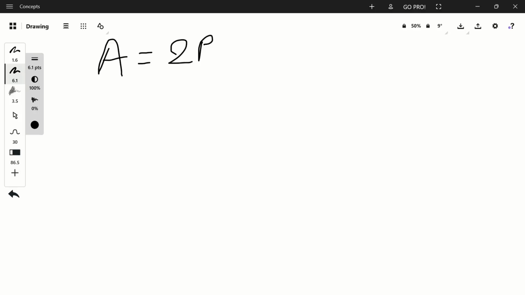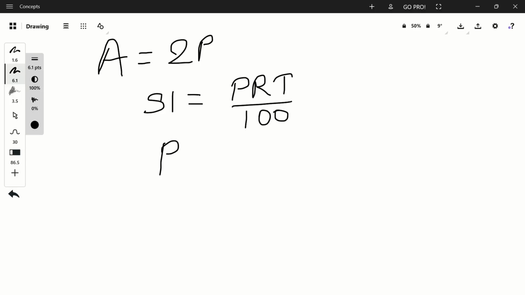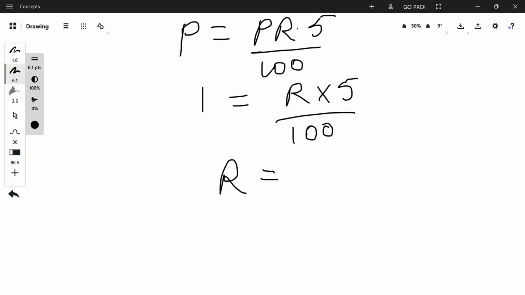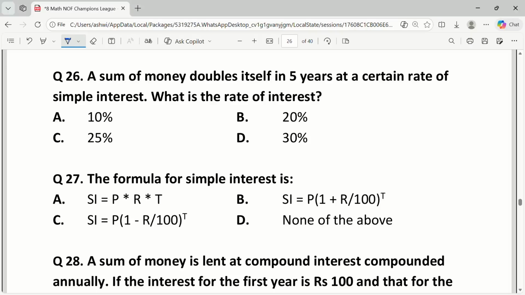The formula for simple interest is equal to PRT upon 100. Substituting the values and solving for R, that is P is equal to P into R into 5 upon 100. Hence, 1 is equal to R into 5 upon 100. So R is equal to 20%. Comparing with the options, the answer is B, 20%.